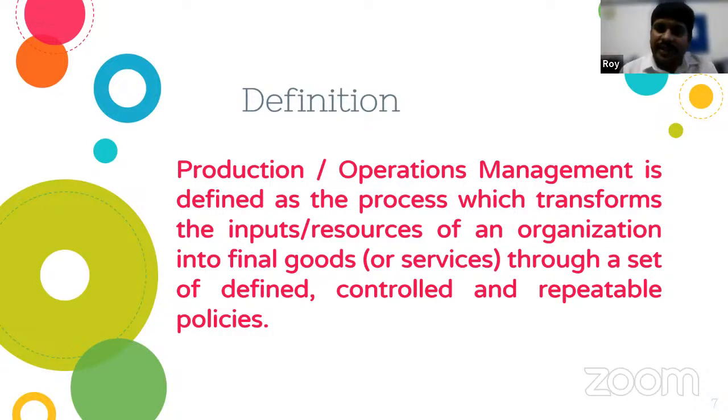Unless we are careful enough in each and every stage of the process, ultimately the product or the service that we are giving suffers. That is the transformation of the inputs or the resources of an organization into the final goods through a set of defined, controlled, repeated policies. If these fail, the ultimate product or the service will suffer, and ultimately the customer will suffer. Of course, if the customer is suffering, the organization will suffer. If the organization suffers, the founder and everyone who is investing will suffer, ultimately a lot of people will suffer. That is why this OM has a lot of importance and we need to take care in each and every process.